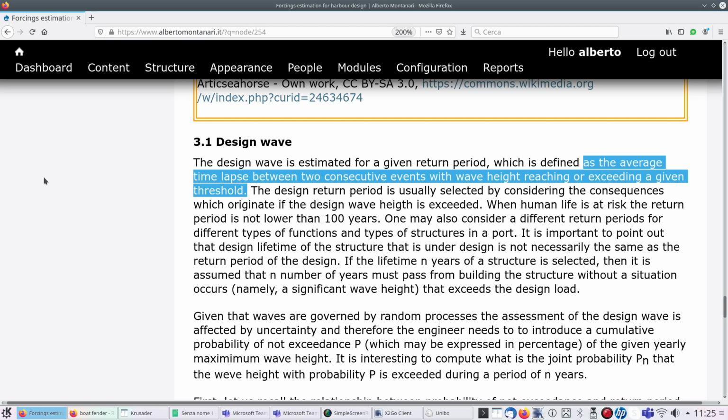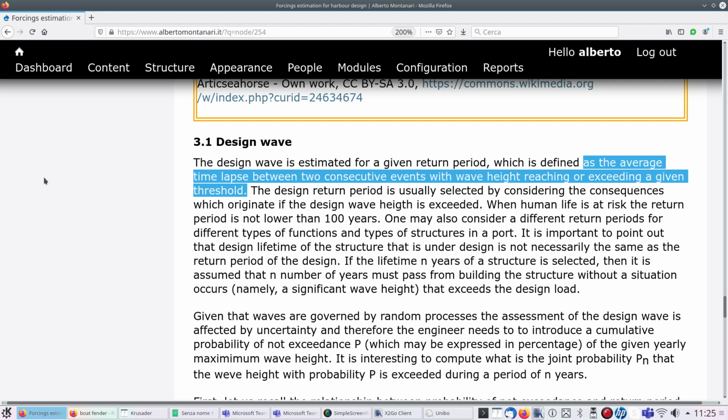And keep in mind average, because if I say that a given wave height has a return period of 10 years, it means that this is the average interval between two events leading to wave height that is equal or above the threshold. It means that if I observe such a wave height tomorrow, it doesn't mean that for 10 years I will not see any other event like that. I may see another event after one day, even if the return period is 10 years, because 10 years is an average.